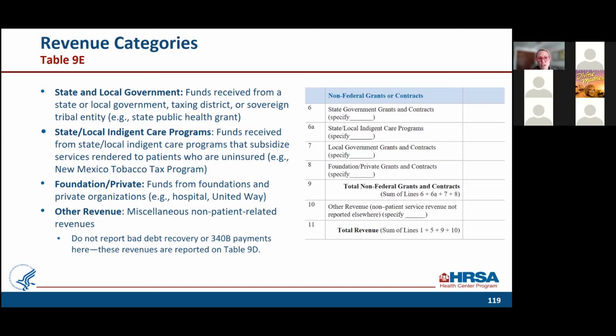Other revenue on line 10 includes cash contributions, fundraising income, rents received, sales, interest income, patient record fees, and pharmacy sales to the public that are non-health center patients. Don't report bad debt recovery or 340B payments here. Those revenues are reported on table 9D.